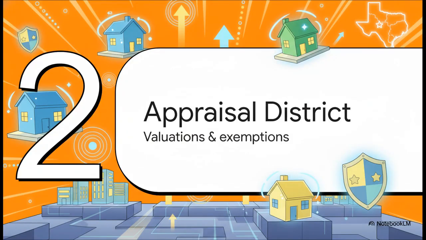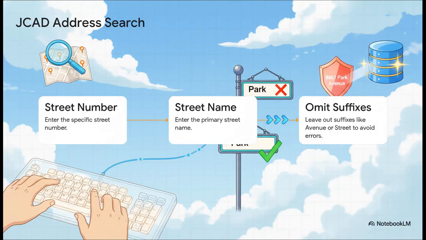Moving on to Section 2, Navigating the Appraisal District, Finding Valuations and Exemptions. The Jefferson Central Appraisal District, which we'll call JCAD, sets the baseline value for your property. If you're searching JCAD's portal by address, you really want to simplify your queries to avoid confusing their system. So don't type 8907 Park Avenue, just type 8907 Park. Leaving off directional prefixes and street suffixes helps you bypass some of the database's weird little quirks, and it drastically increases your chances of finding the exact property on your very first try.